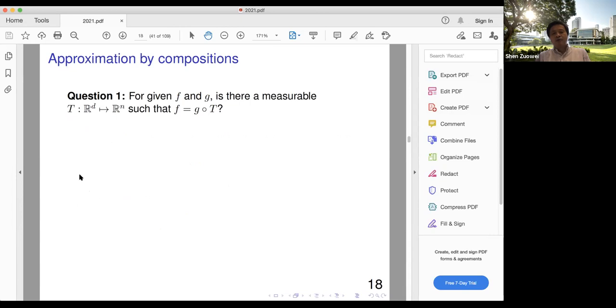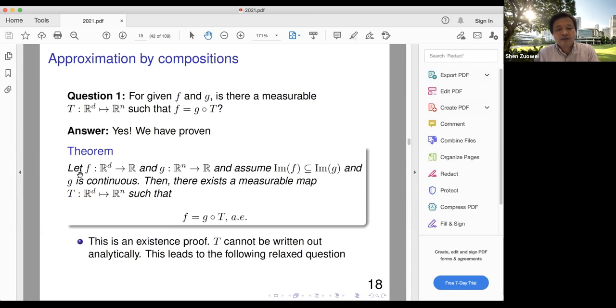The answer is yes. In fact, we can prove that if we are given F and G, you have an assumption that the range of G covers the range of F. This you must have. If this is not covered, you cannot recover F for sure. And G is continuous. In fact, we don't need G to be continuous, we can be even weaker. We just need the level set of G to be closed, which is good enough. Then you always can have a measurable map T such that F equals G composed with T.